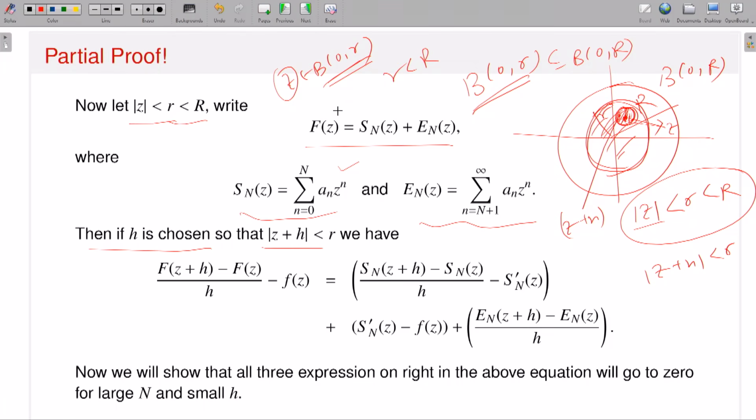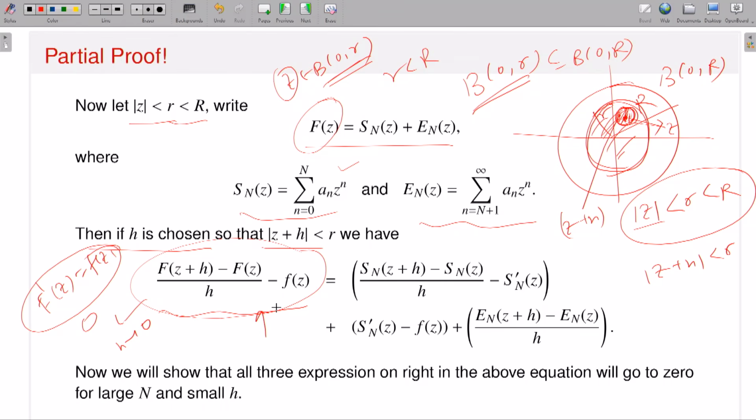What is that? I need to check that capital F is differentiable, and if I take the derivative, it should boil down to my function small f, right? That is why I need to calculate this object: capital F of z plus h minus capital F of z, divided by h, minus f of z. I will show that this goes to 0 as h approaches 0. That's the definition. If I show that, then two things will be done. One is that capital F is differentiable, and not only that, the derivative of capital F at the point z is exactly equal to f of z. So therefore I need to estimate this object.